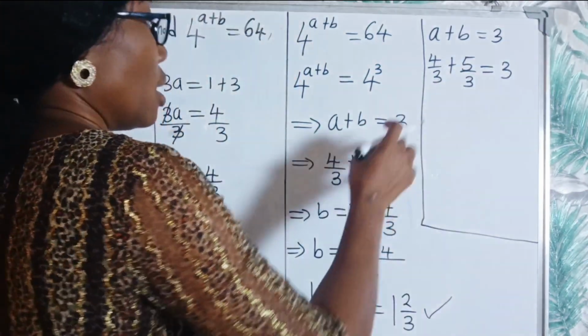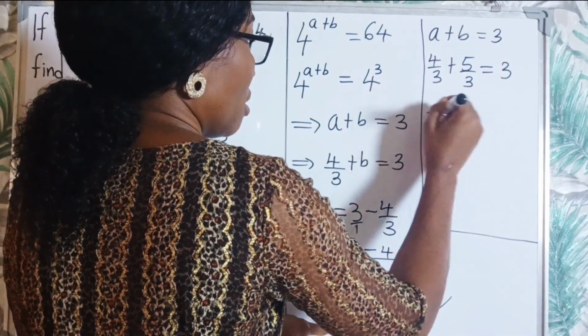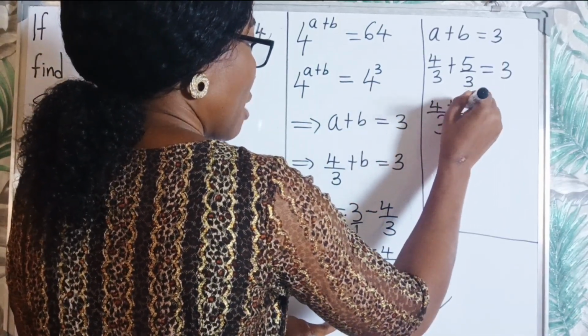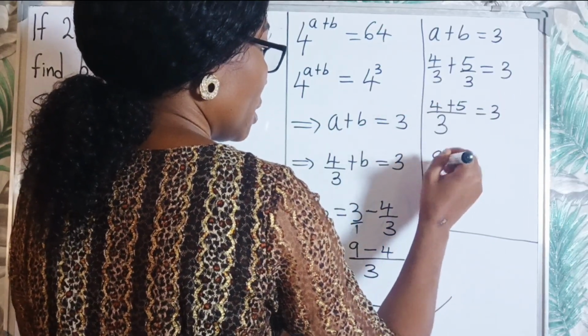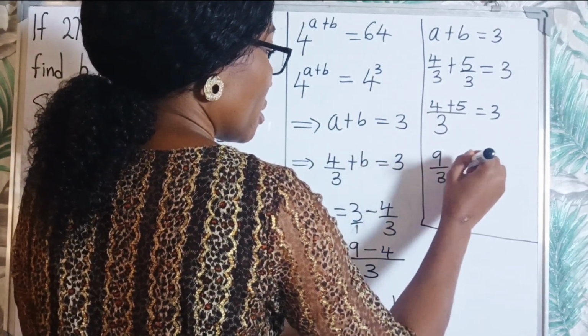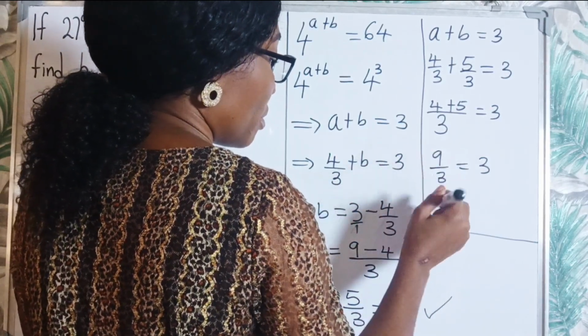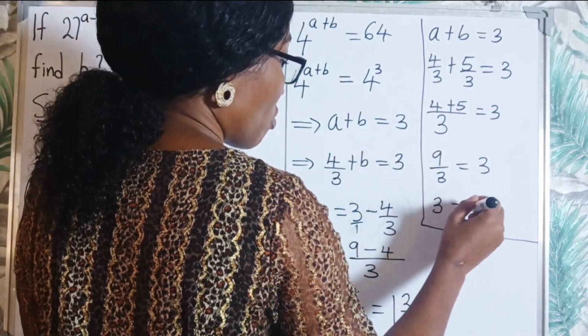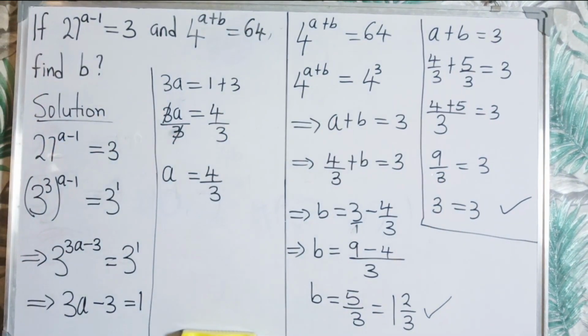So let's check. The common denominator here is 3. And then we have 4 plus 5. 4 plus 5 is 9. 9 over 3. Is this equal to 3? So 9 divided by 3 is 3, and this is equal to 3. So our answers are all correct.